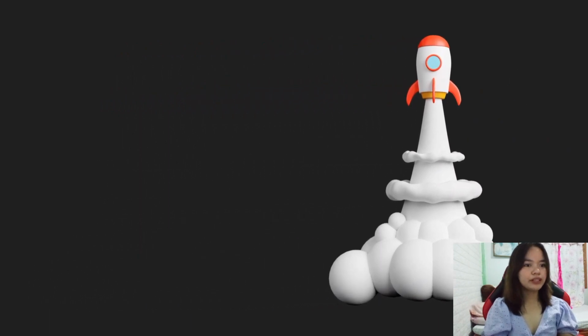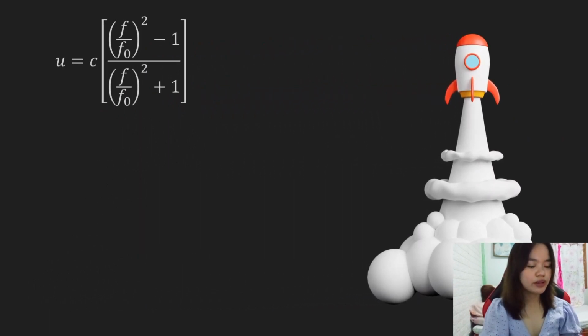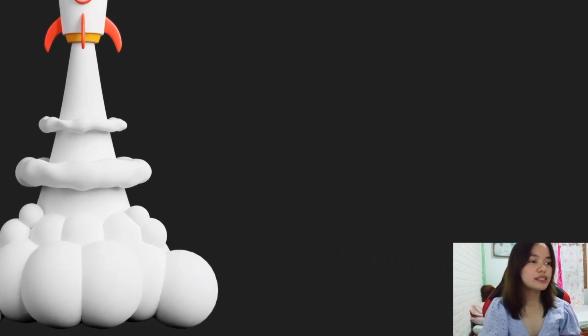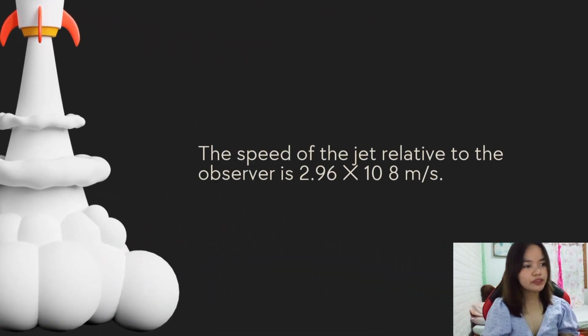Using this formula, we will substitute the given values, and we will have the answer u equals 2.96 times 10 raised to 8 meters per second. The speed of the jet relative to the observer is 2.96 times 10 raised to 8 meters per second.